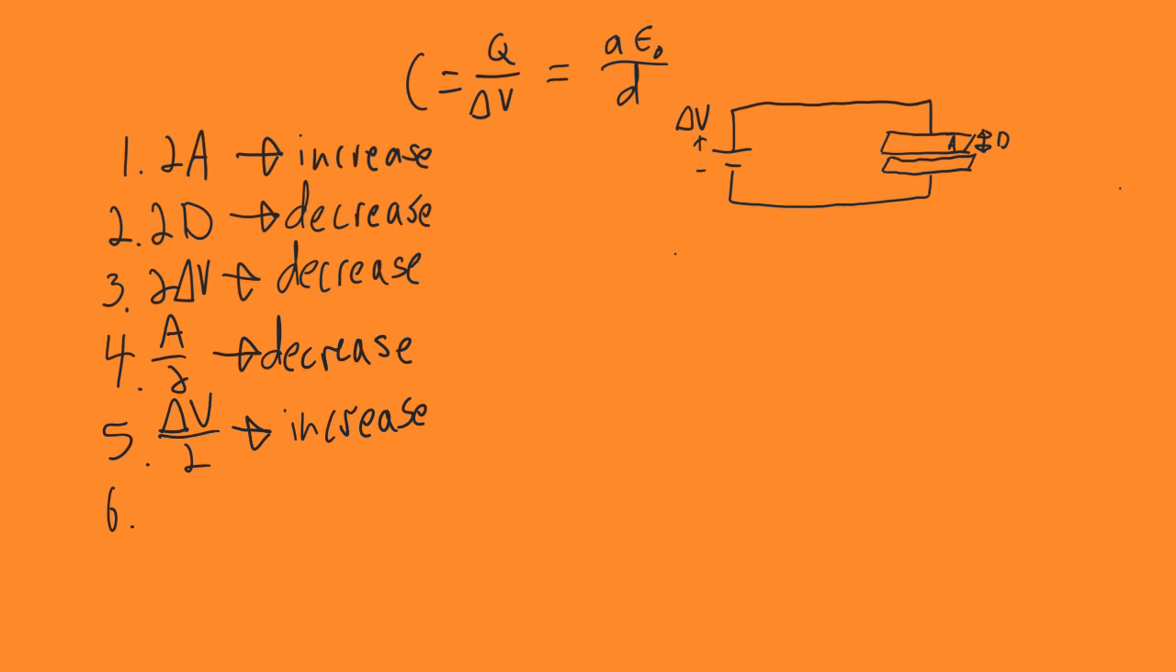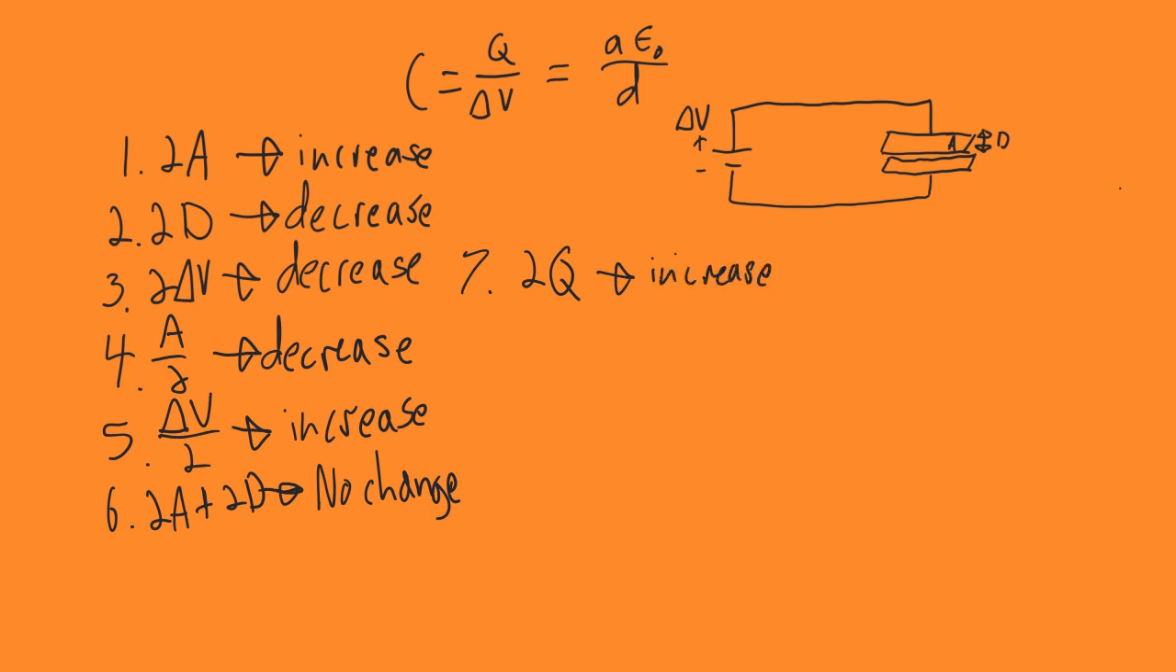Number 6, what if we double both the area and the distance between the plates? Well, those two things are going to directly cancel. We double the area, we double the distance, we got a 2 on top, 2 on bottom. We're going to have no change. For number 7, if we double the charge, well, notice charge is on top, so that's going to increase the capacitance because we're also going to be increasing that electric field in between the plates.